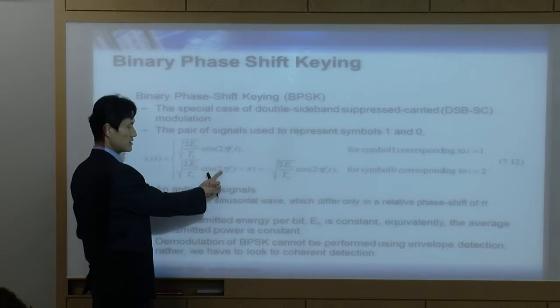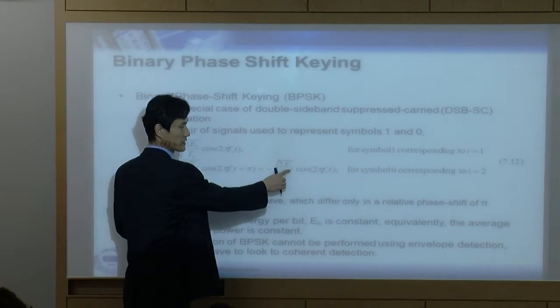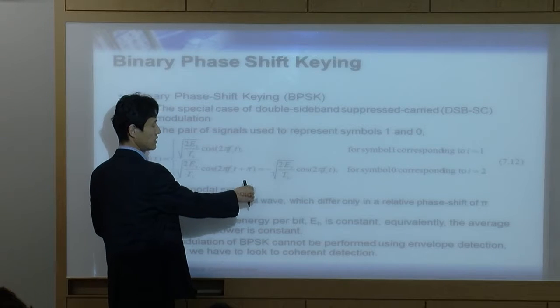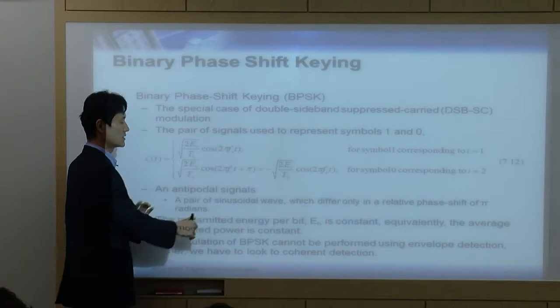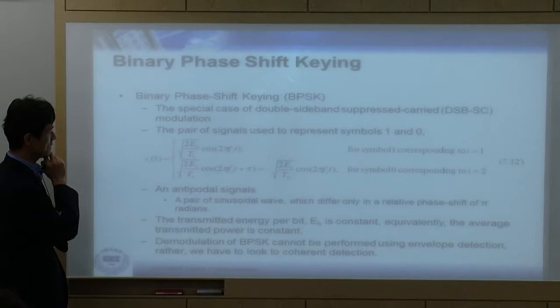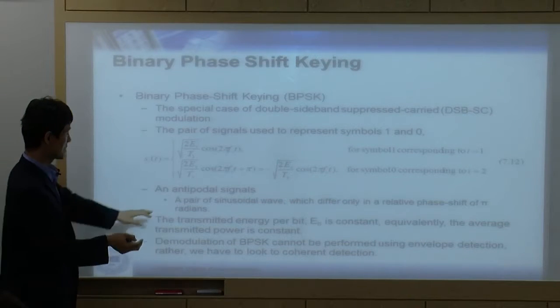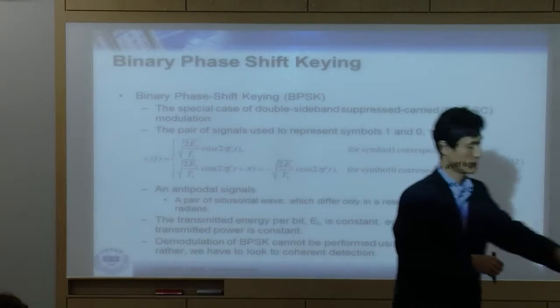But since the phase 180 degree basically means that it's minus cosine, it ends up like cosine and minus cosine, plus cosine, minus cosine. So that's antipodal signaling, right? We learned that. So this BPSK is exactly the same as antipodal signaling, right?